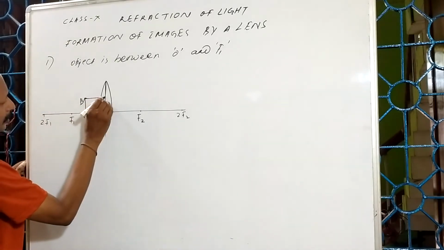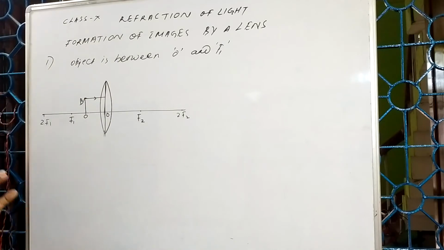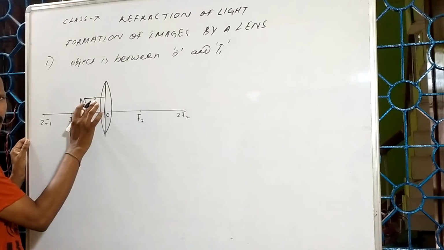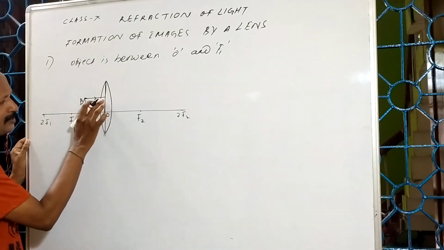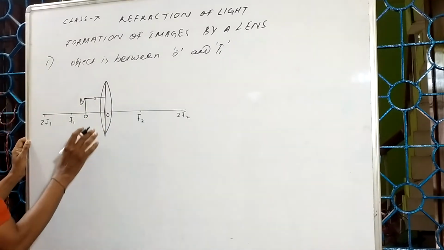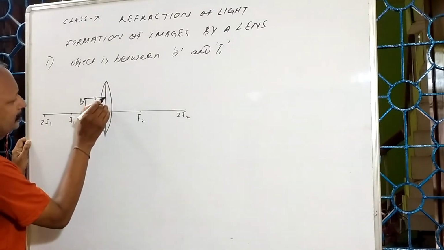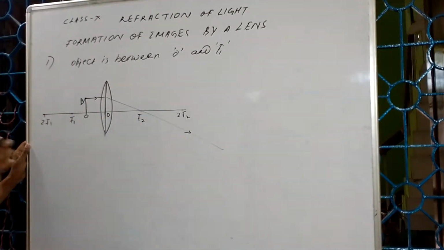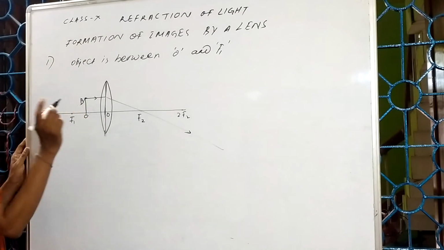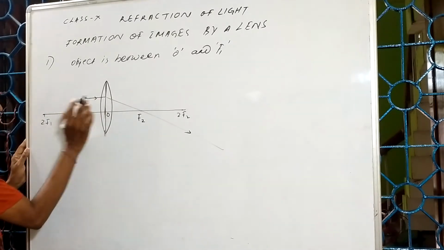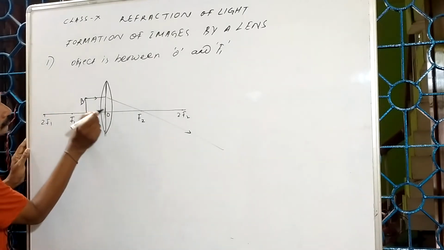So from here I am taking one parallel ray. In the previous video I said that the ray which comes parallel to the principal axis, after refraction, passes through the focus. That means it will pass through F2. From this point, I have to take at least two incident rays to get the image. Already I have taken one, I am taking like this.